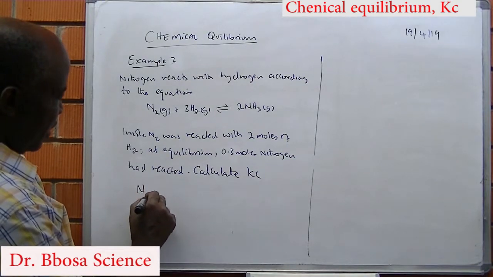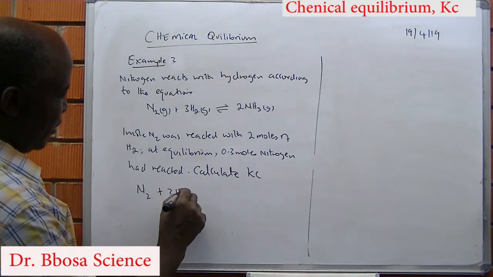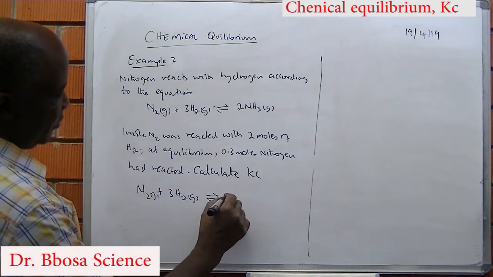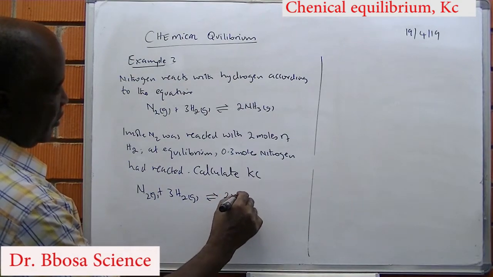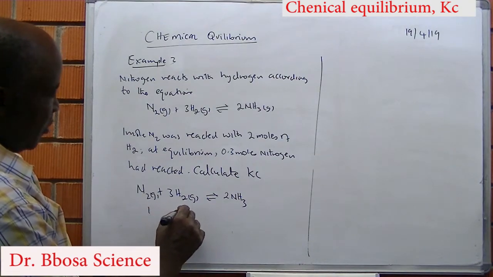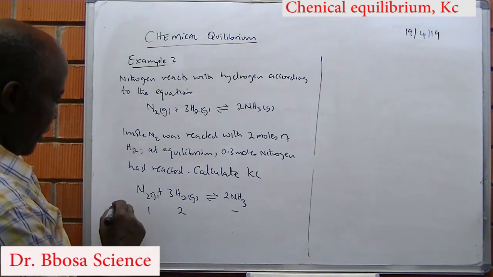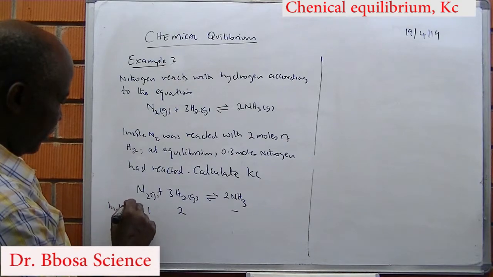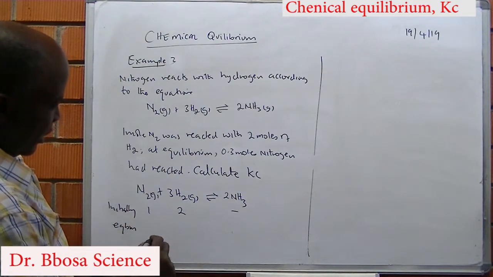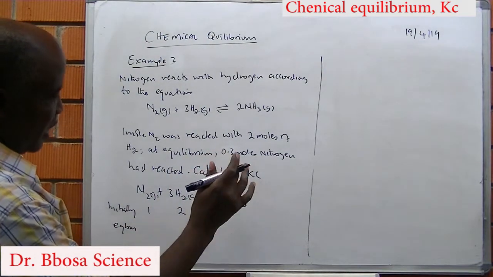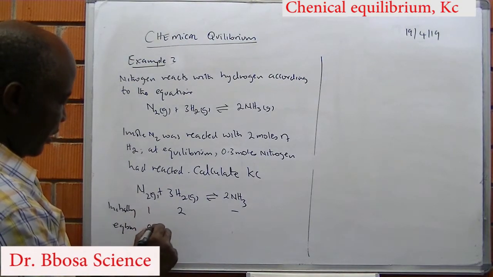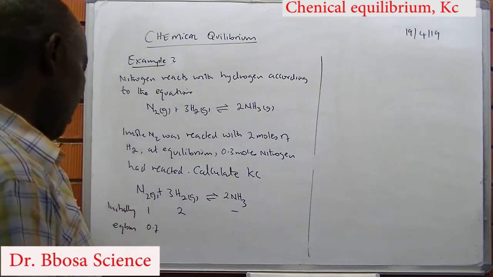Again, write our equation. Nitrogen N2 plus 3 hydrogen H2 gas will give you 2 moles of ammonia. Initially, we have 1, we have 2, we don't have any ammonia. This is initial. At equilibrium, they have told us 0.3 moles of nitrogen had reacted. So 0.3 reacts from 1, you get 0.7 remaining at equilibrium.